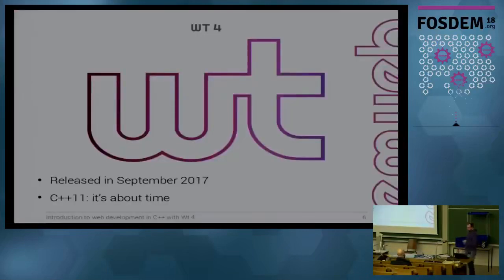So Witty 4 was released in September of 2017, and it updates Witty to C++11, and it's about time. Nowadays, most of these cross-compilation toolchains will usually have at least GCC 5. I know OpenWRT, the current stable release, is still on GCC 4 point something, but LEDE, Witty already builds with that, and then the next release, Witty will also build with that.